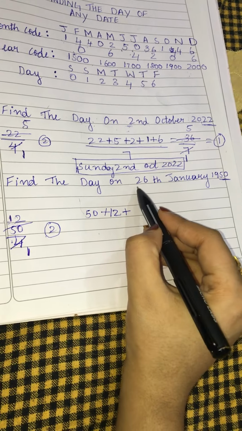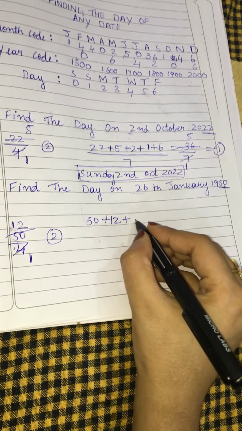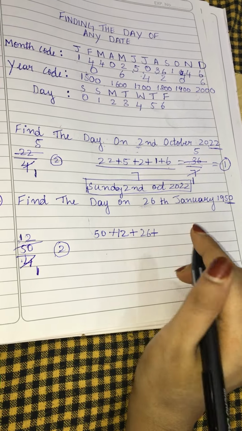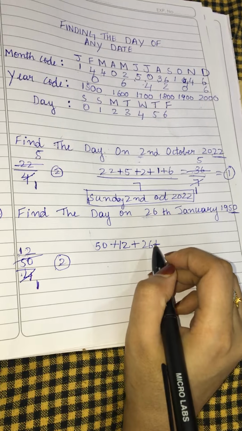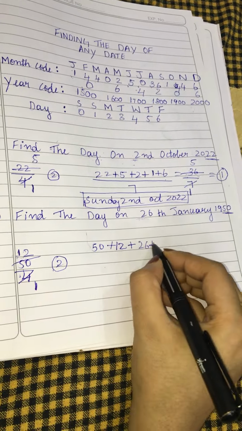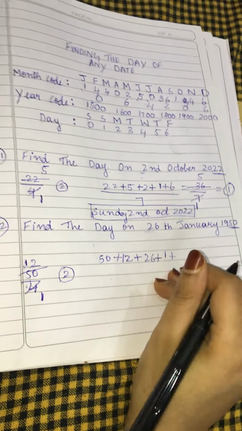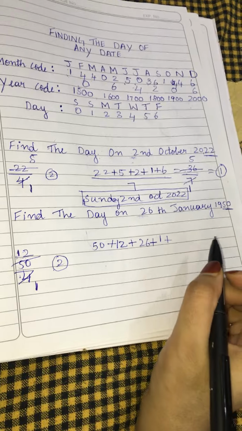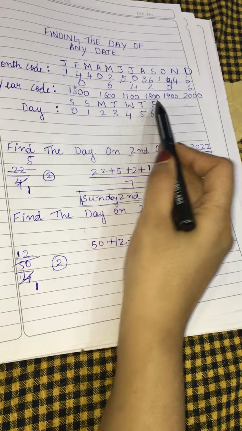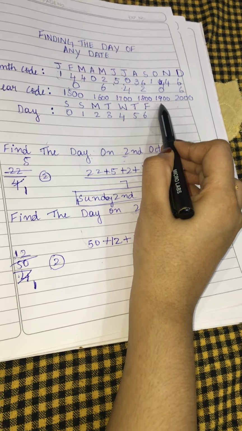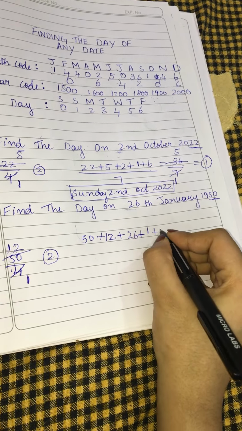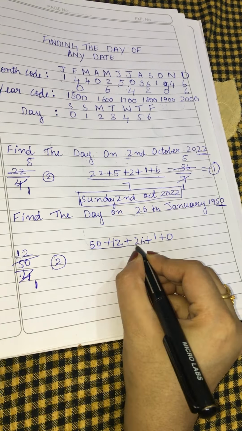Plus, now what is the date here? 26. We'll add 26 plus. Now what do we have to take? The month code. What is the month here? January. What is the code for January? 1. Add 1 plus. What is the next code we'll take? The year code. What is the year here? 1950. So which year will you take? 1900. What is the code for 1900? 0. Take 0 here. Now we'll divide it by 7.